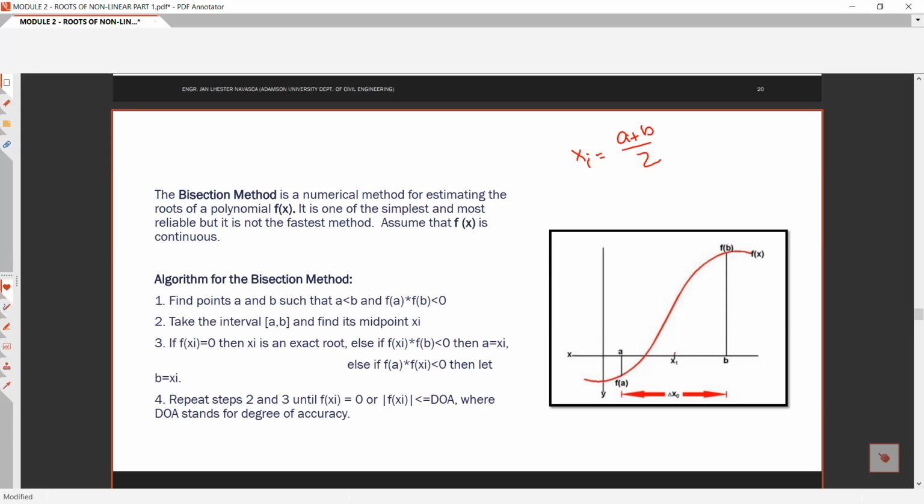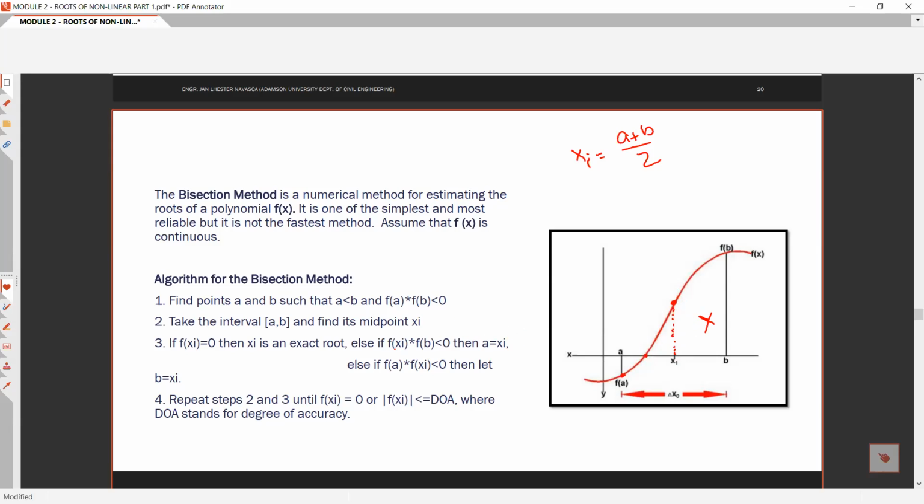For example, here is our first midpoint. This side is a positive number, and this side is a negative number. If f of xi times f of b is positive, then the root is not between them. But if f of xi multiplied by f of a is negative, then the root is in between them. That is what happens here.